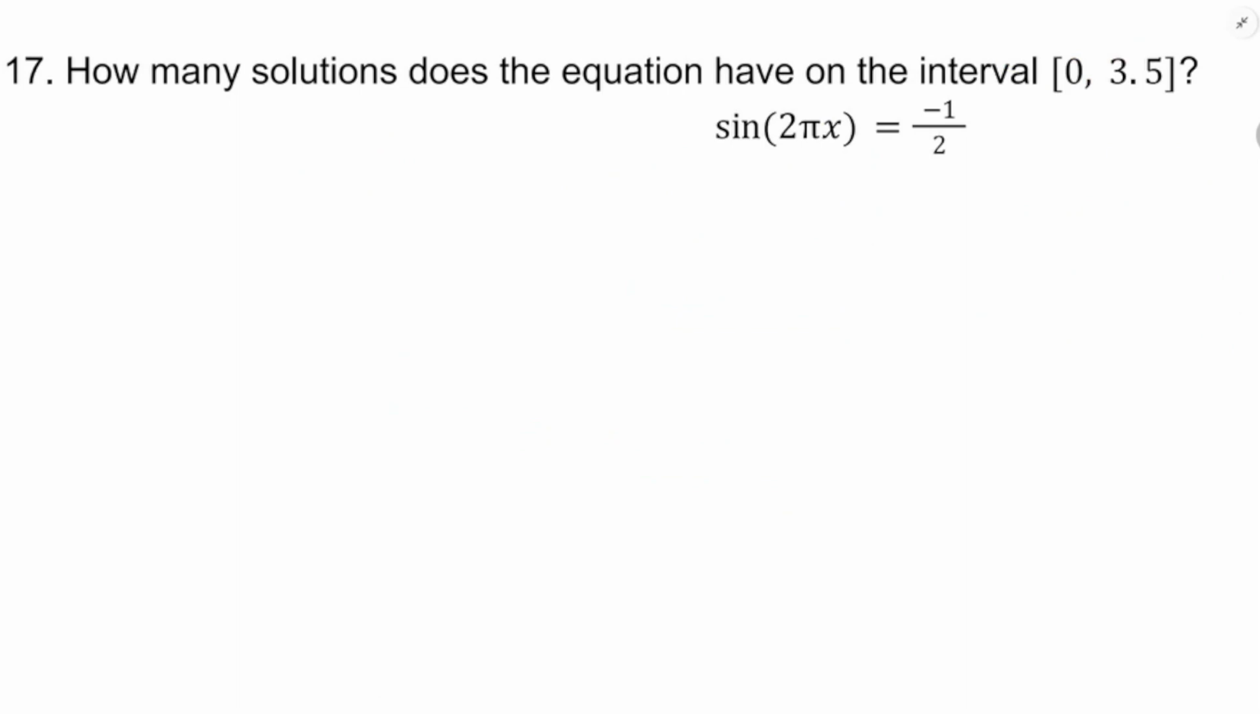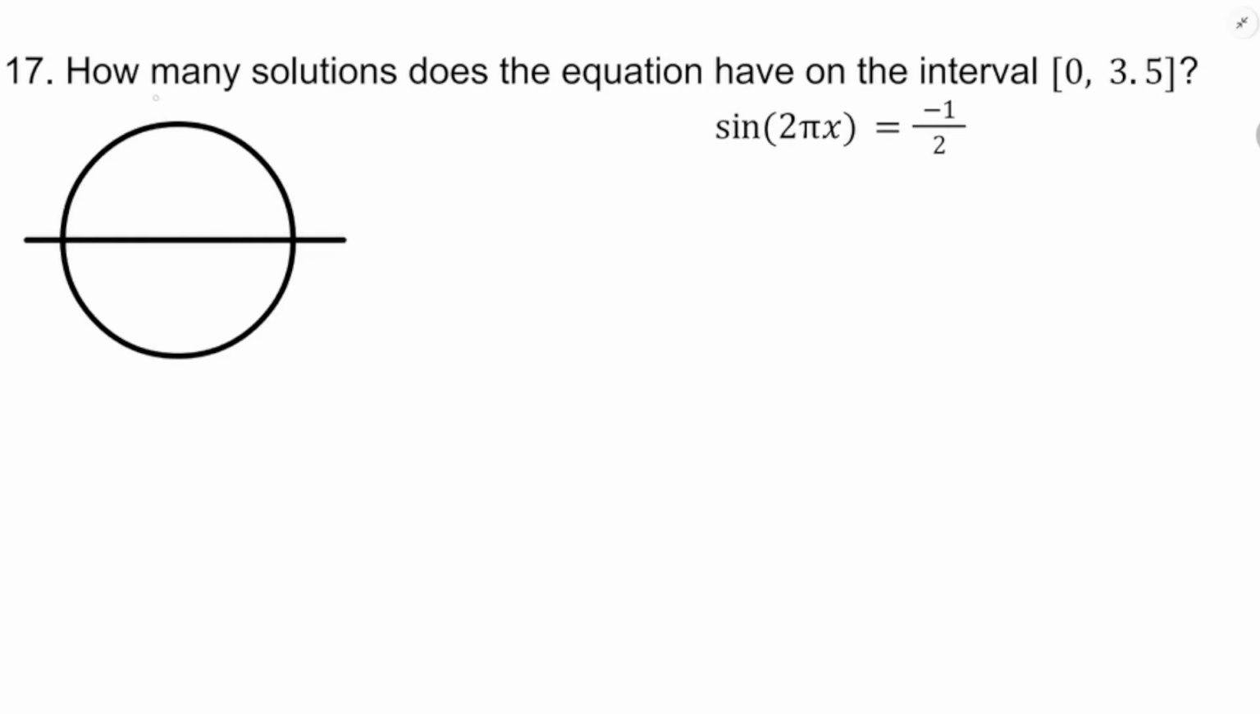Right, and this one is talking about how many solutions on the interval 0 to 3.5. This is an interesting one. So sine of 2 pi x equals negative 1/2. Well, we can figure out where sine is negative 1/2 and just kind of go from there.